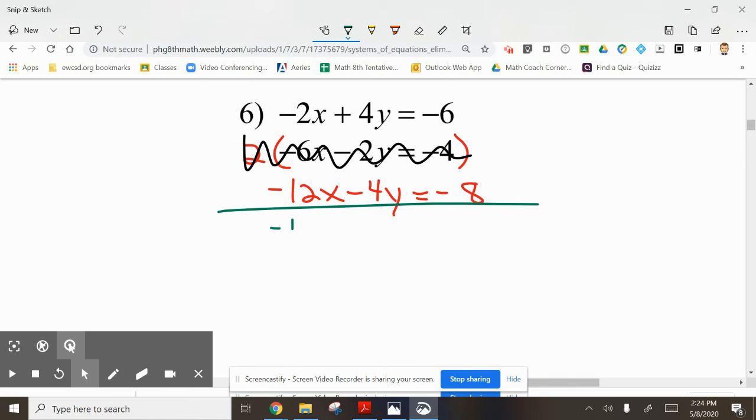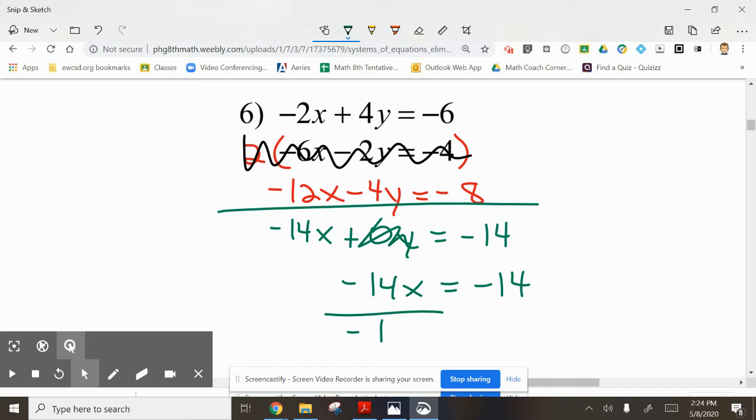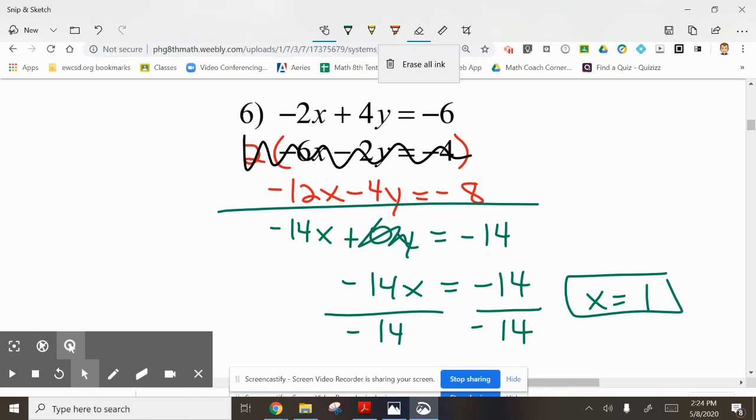As I go here, I'm going to have negative 14x plus 0y equals negative 14. That 14 comes up again. Interesting. Well, when we solve this, negative 14x, this is obviously gone, equals negative 14. Well, what times negative 14 equals negative 14? When you times something by 1, you just get the same answer, right? So 1 will work. If 1 is our x, are we good to figure out the y? Go for it.